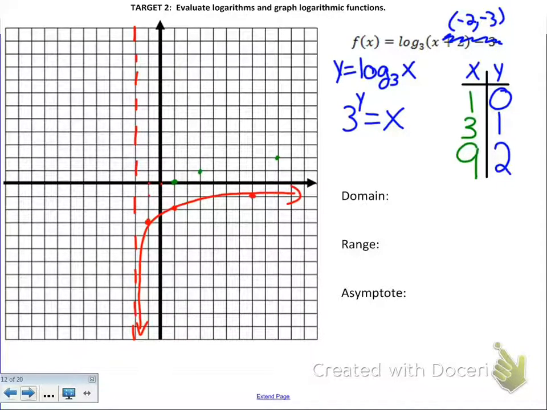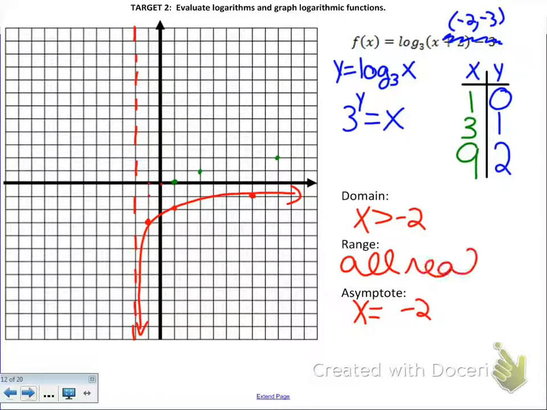We already said our asymptote is -2, but again, we don't just write -2. If you do that, it is wrong. It needs to be x equals -2. Our domain is going to follow our asymptote, so it's going to be x is greater than -2. And the range in this case is all reals, because you can get any number out of this that you want.